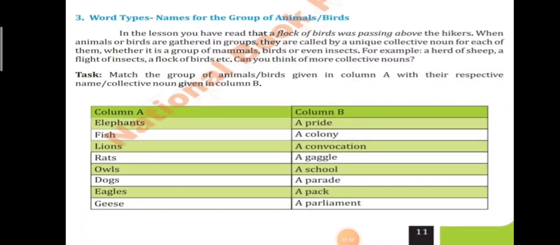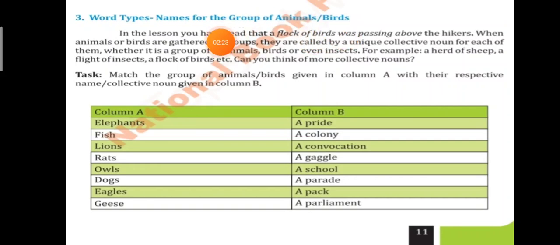Firstly, we will discuss the word type, which is also collective noun. Okay, so collective words, we will discuss that basically. On page number 11 you will see the heading, word types. Okay, word types, name for the group of animals or birds.